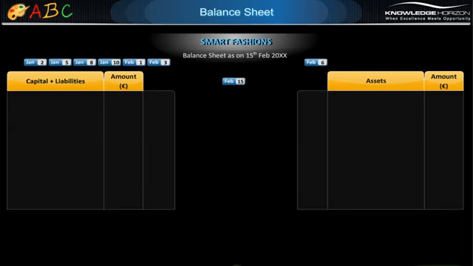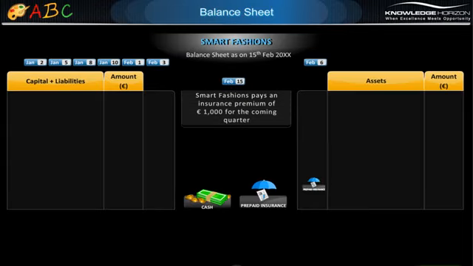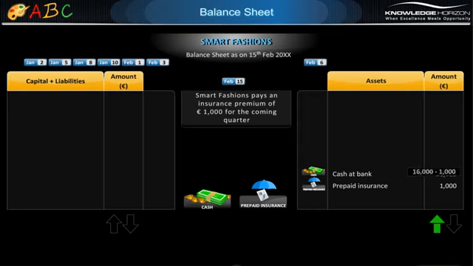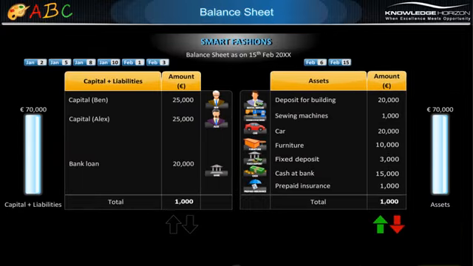On 15th February, Smart Fashions pays an insurance premium of €1,000 for the coming quarter. A new type of asset, prepaid insurance, is created, which increases the total assets. The reduction in cash at the bank decreases the total assets. Both sides of the balance sheet still total €70,000.